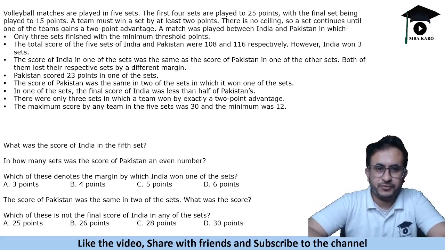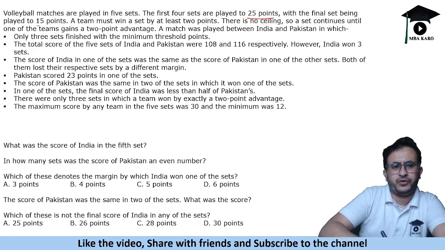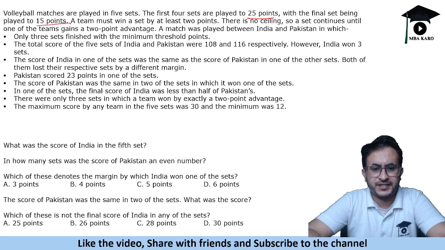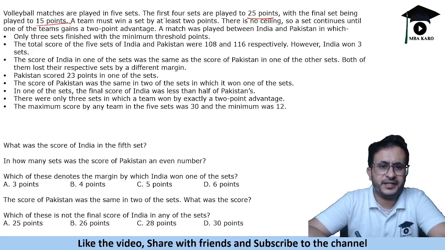So it says that volleyball matches are played in 5 sets. The first 4 sets are played to 25 points, while the final set is played to 15 points. So we have 5 sets: the first 4 are to 25, and the final is 15 points, right? Now, a team must win a set by at least 2 points.